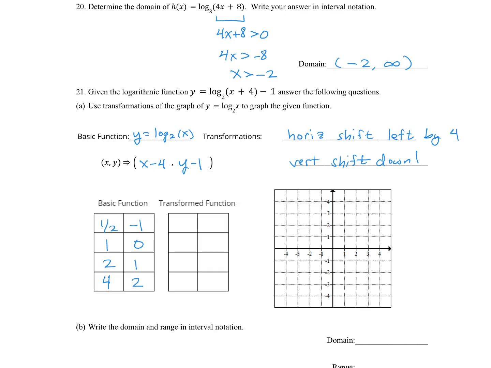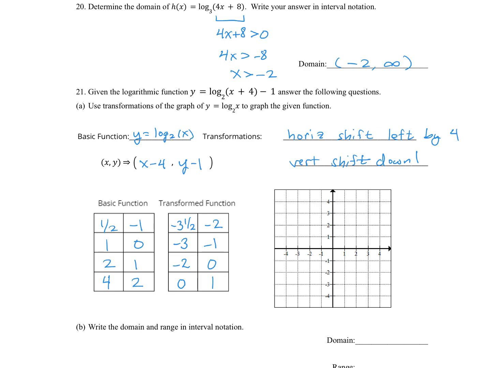All right, now I'm going to transform all of these. And I'm going to start with the easier one first. If I take a 1 minus 4, that makes a -3. If I take a 2 minus a 4, that's a -2. And then a 4 minus 4 is 0. And then back there, if I take a half and take away 4, that is -3 and a half. Now for my y numbers, I'm just going to subtract 1 from all of them. So -1 take away 1 is -2, 0 take away 1 is -1, 1 take away 1 is 0, and 2 take away 1 is 1.